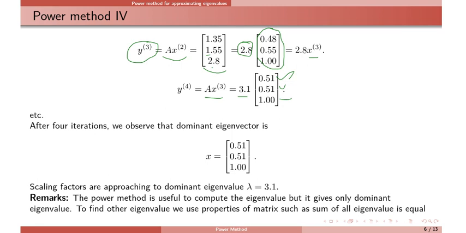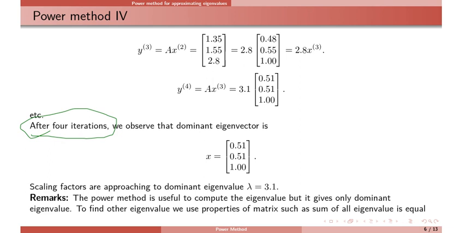So if I stop after 4 iterations, then this number that you are taking outside is the eigenvalue, and this vector is called the eigenvector. So what is the eigenvalue? 3.1, and the eigenvector is 0.51 0.51 and 1.